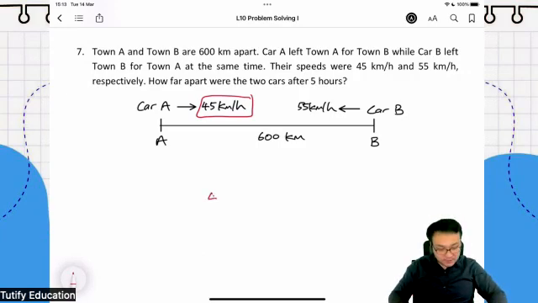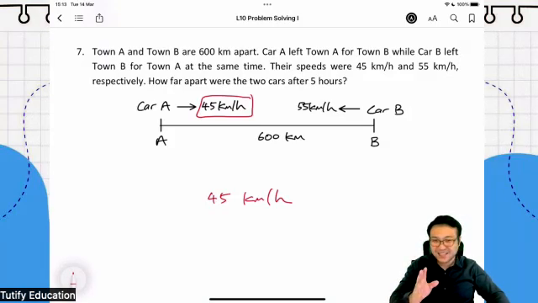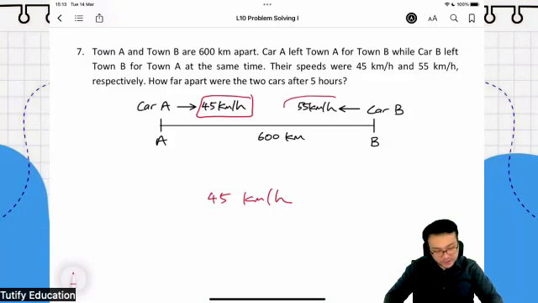What does 45 kilometers per hour mean? It means that I can travel what? How far? 45 kilometers in how long? 1 hour. Very good. That means I can travel 45 kilometers in 1 hour. What is the meaning of 55 kilometers per hour? That means I can travel what? 55 kilometers in 1 hour. In 1 hour. Very good.